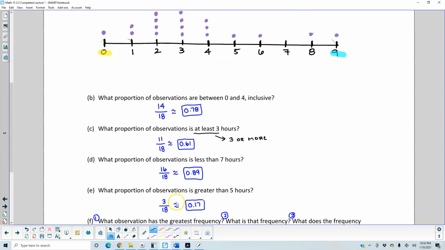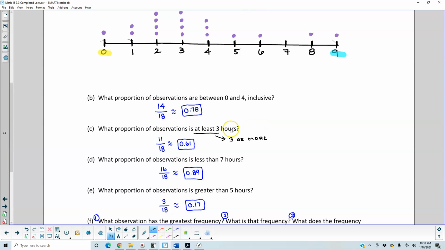Next question, it says, what proportion of observations is greater than 5 hours? Again, it's not saying inclusive, so you cannot include the 5. You're going to have to include 6 and everything above. So how many dots do we have from 6 and above? We have 1, 2, 3. So that's 3 over 18, which is approximately 0.17. So 0.17 represents the proportion of observations that is greater than 5 hours.